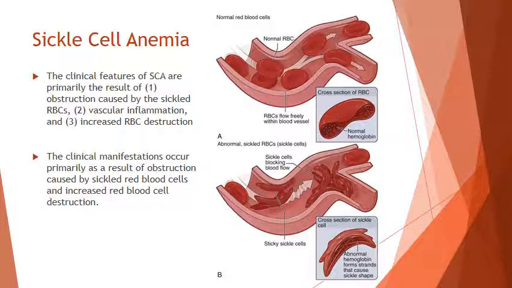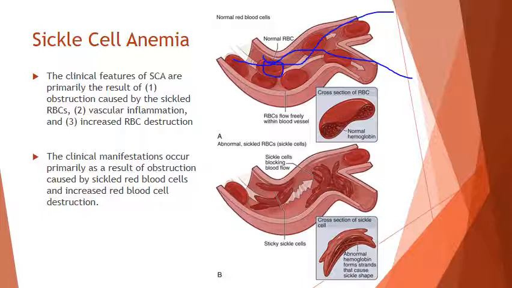The clinical manifestations occur primarily as a result of obstruction caused by the red blood cells and an increase in red blood cell destruction. So if you look here, I get to play with my little drawer. These are nice round cells. It's like Etch-a-Sketch. Anyway, these are nice round cells. They could swim through, go around the curves, no problem. Whoop, out it goes, easy peasy. And the normal hemoglobin are in there, all nicely saturating this red blood cell.